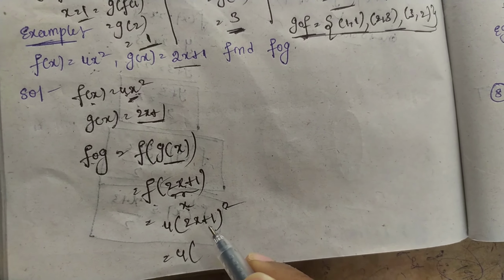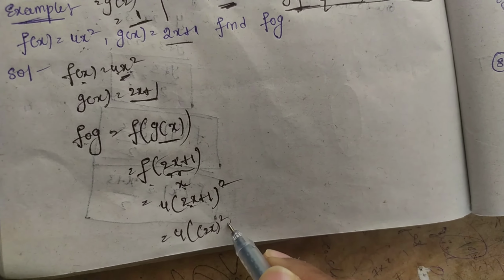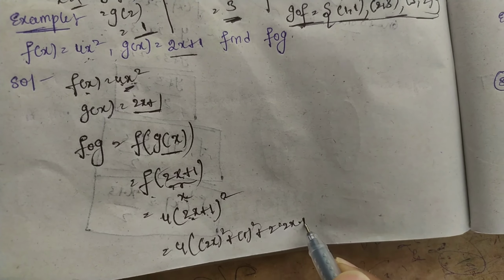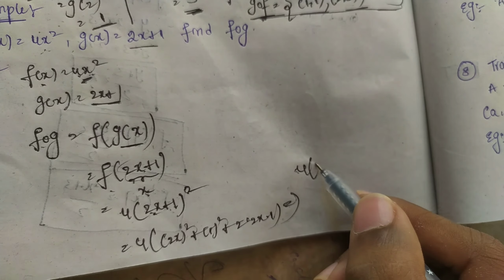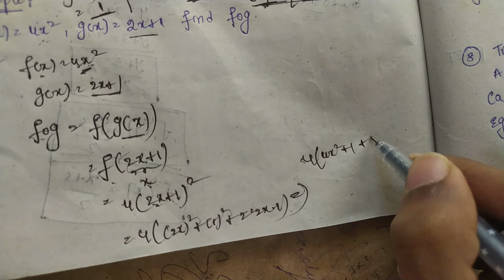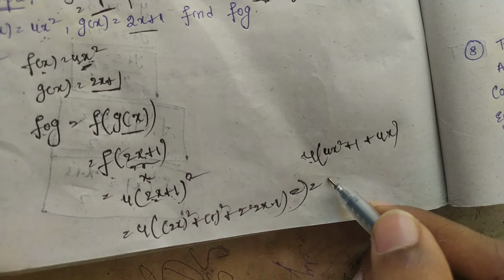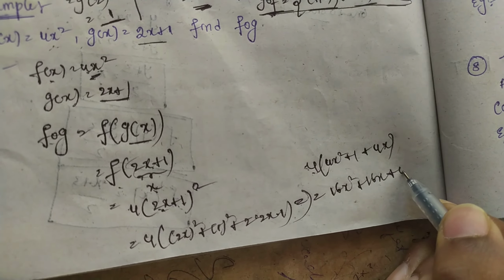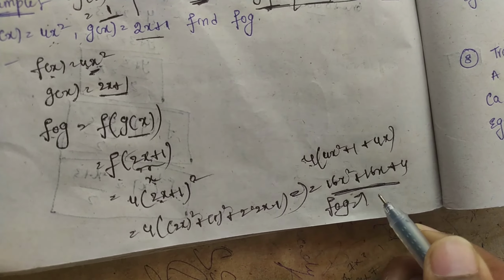It is in the form a plus b whole square, that is a square plus b square plus 2ab. We get 4 of 4x square plus 1 plus 4x. Multiplying with 4 we get 16x square plus 16x plus 4. This is the value for f circle g.